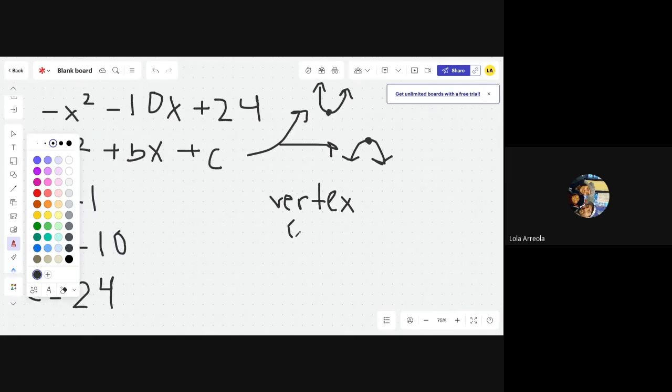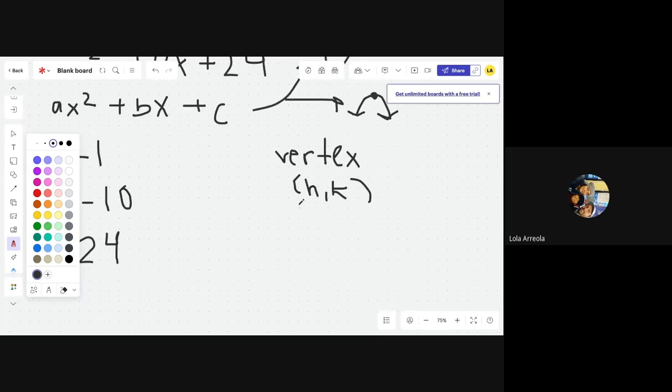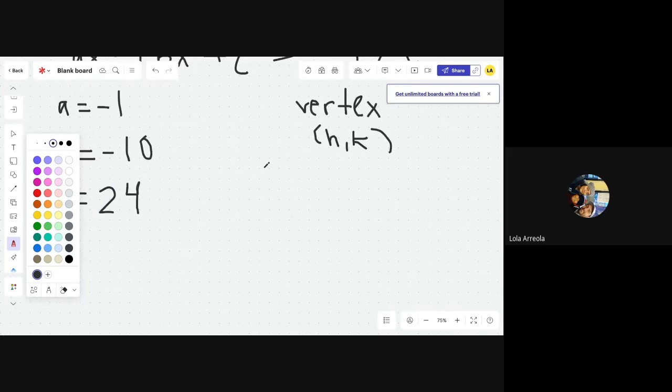That vertex is defined as h comma k. And the first thing I need to do in order to solve for the vertex is solve for my h value. So the formula for that is h is equal to -b over 2a.